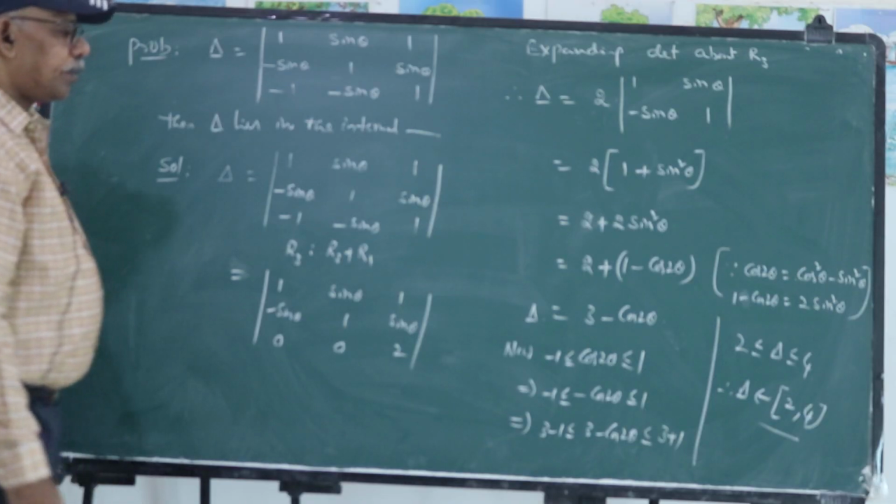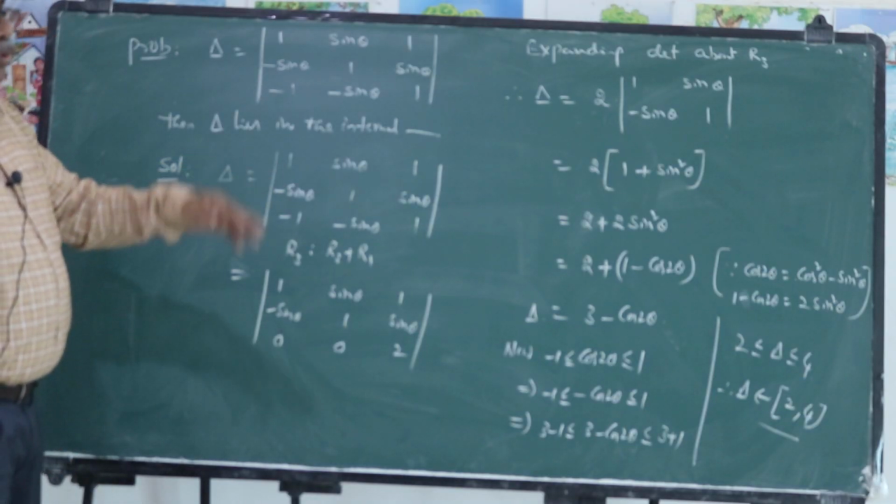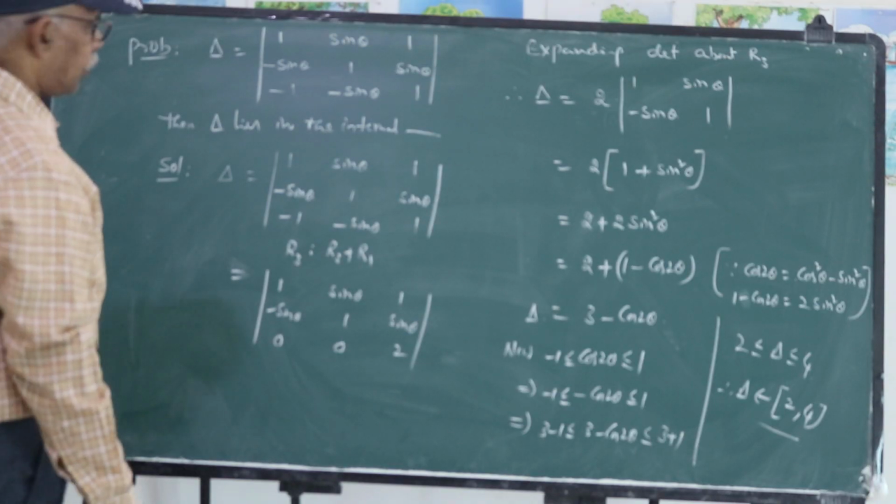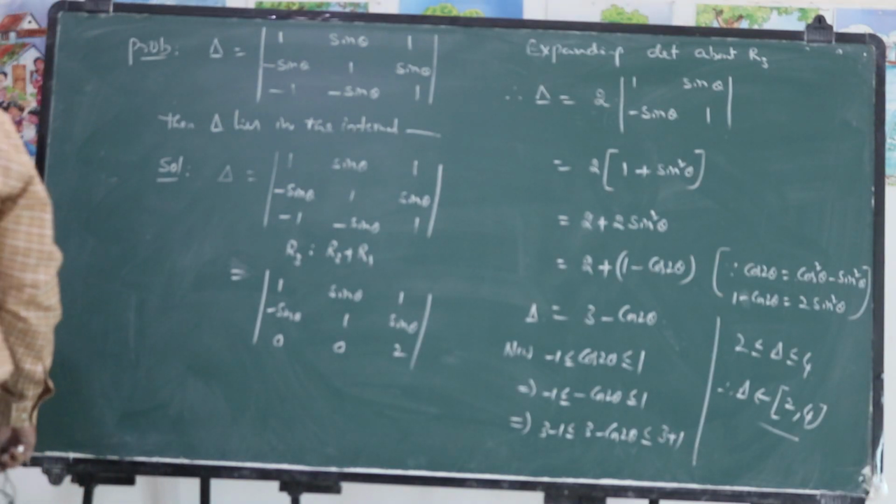The value of the determinant lies between 2 and 4. It belongs to the closed interval 2 and 4. That is our problem.